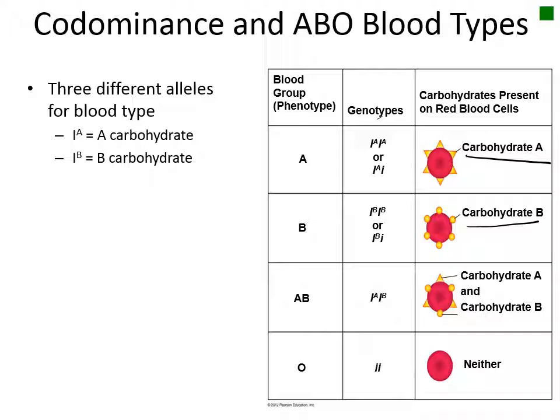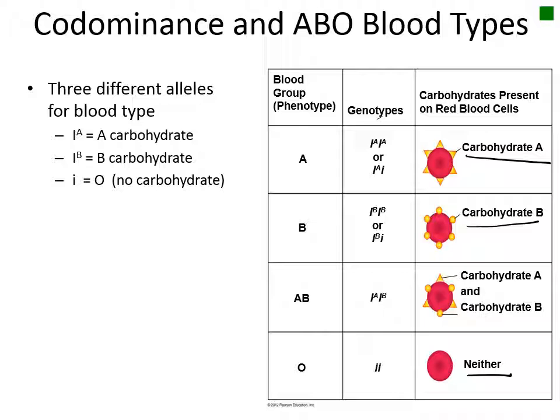The I^A allele and the I^B allele are both completely dominant to the third recessive allele, designated lowercase i. This recessive i allele does not make any carbohydrate. People who are homozygous recessive for the lowercase i allele have O blood type.